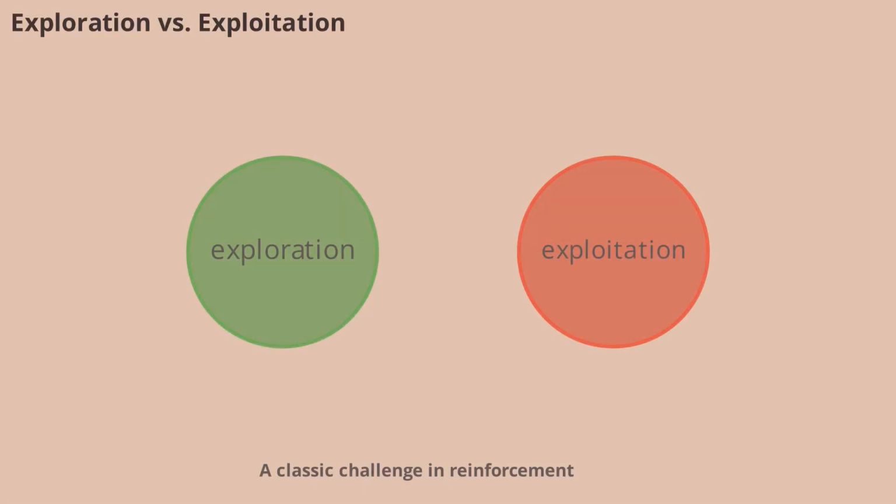A classic challenge in reinforcement learning is balancing exploration and exploitation. Exploration means trying new actions to discover their effects, while exploitation means using known actions that yield high rewards. If the agent only exploits, it might miss out on better strategies. If it only explores, it may never settle on a good policy. Successful RL algorithms find a balance, exploring enough to learn, but exploiting enough to maximize rewards.